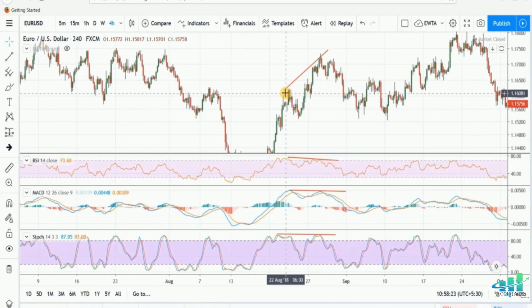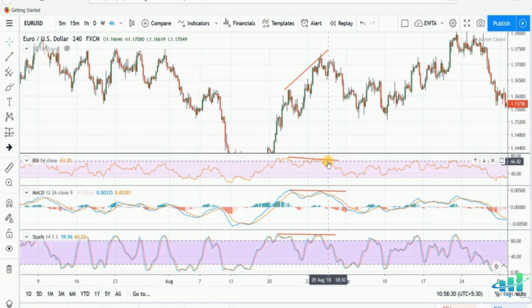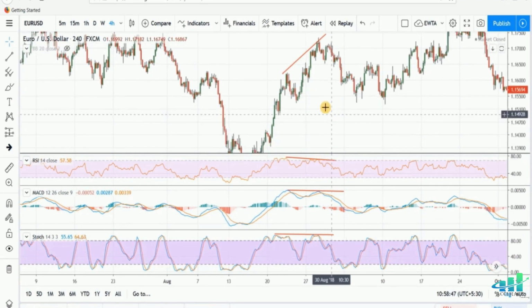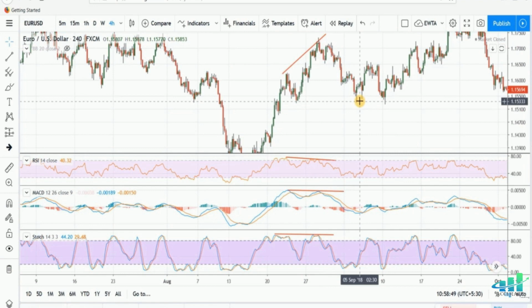And here you can see this is a bearish divergence. Prices are going in an upward direction but RSI's peaks are going in a downward direction. MACD is also going in a downward direction and stochastic is also going in a downward direction. So indicators are giving us a signal of a retracement in the prices, and you can see after this point there was a retracement in the prices.